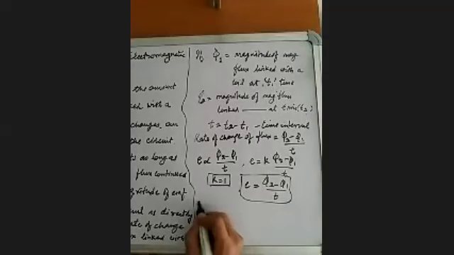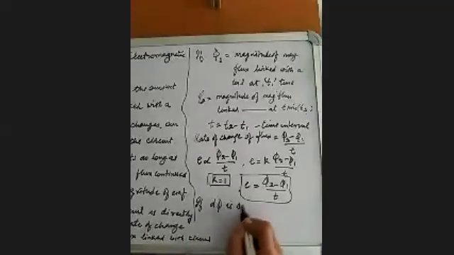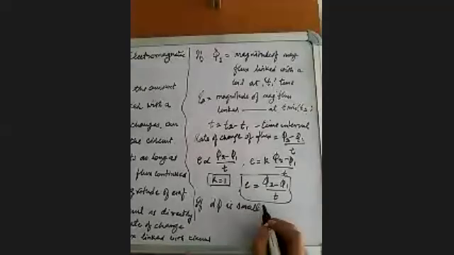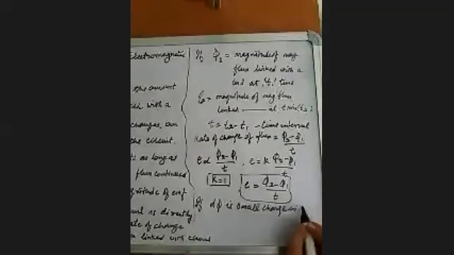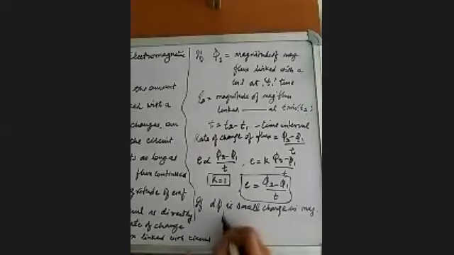Now if d phi is a small change in magnetic flux in a small interval of time, let us say dt, then E will be equal to d phi divided by dt, and we'll put a minus in front of it.